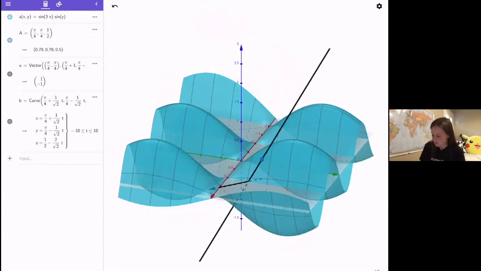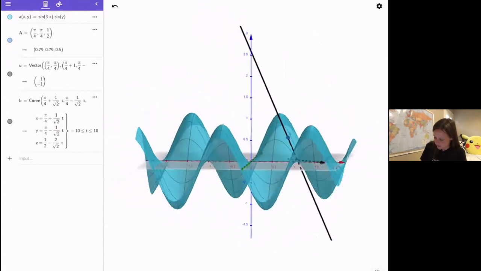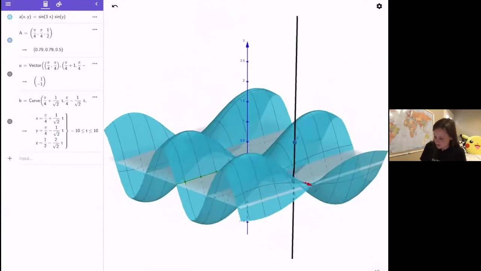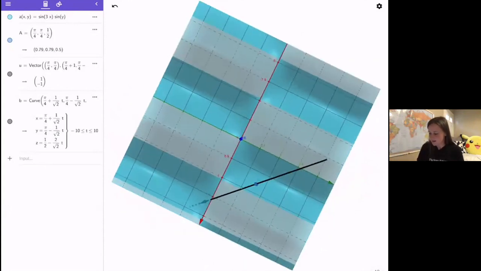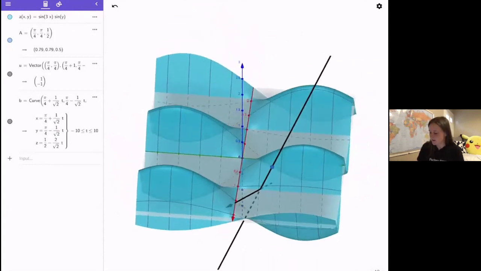Let's turn this around and see if it looks tangent. That does look like a tangent line. It almost doesn't look like it's in the right direction, but if you look down onto the xy plane, it lies right in the same direction as that unit vector that we were given. So there we go, we found tangent lines. In class, we're going to talk about finding equations of tangent planes.